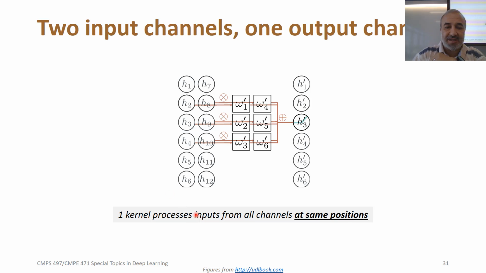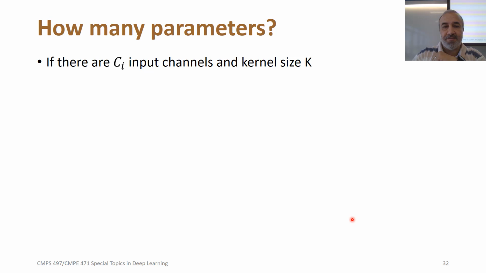So one kernel processes inputs from all channels at the same positions. It's just depth, and this is one kernel of size 3. Now, how many parameters in general? If we have CI input channels and a kernel size of k, how many parameters for that kernel? We're talking about one kernel here. CI multiplied by k. How many biases? 1. It's just one kernel here.